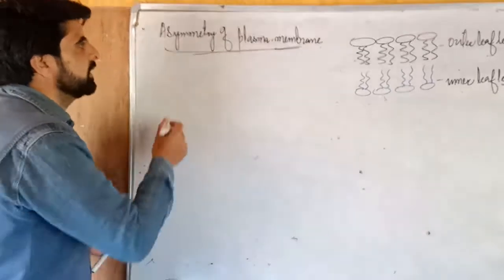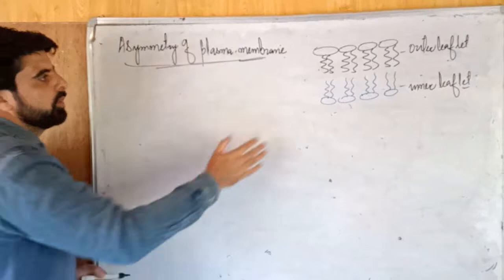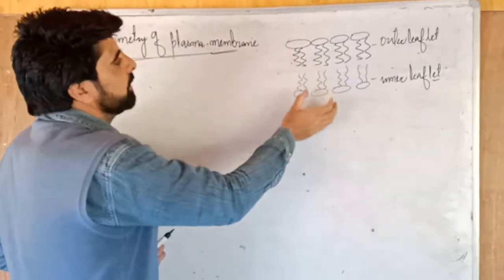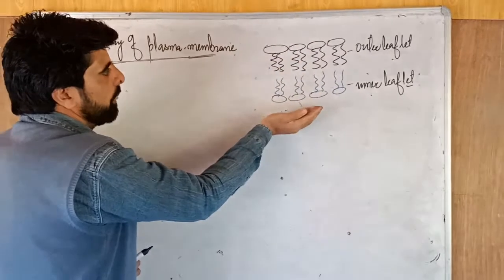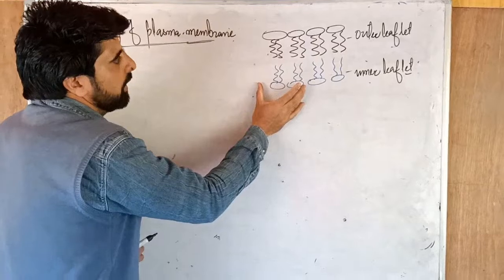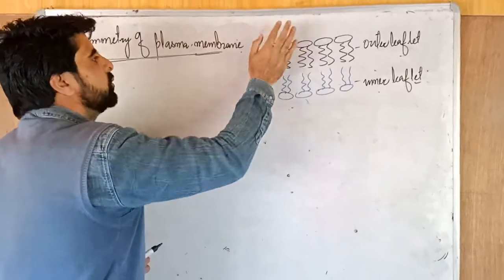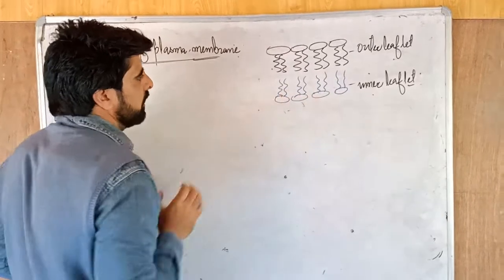Today we are discussing the asymmetry of the plasma membrane. If you take a plasma membrane, it is made up of a lipid bilayer. We have an external layer and an internal layer. This is also a phospholipid layer, and this is also a phospholipid layer. But the phospholipids located on the external layer are different from those located in the inner layer.